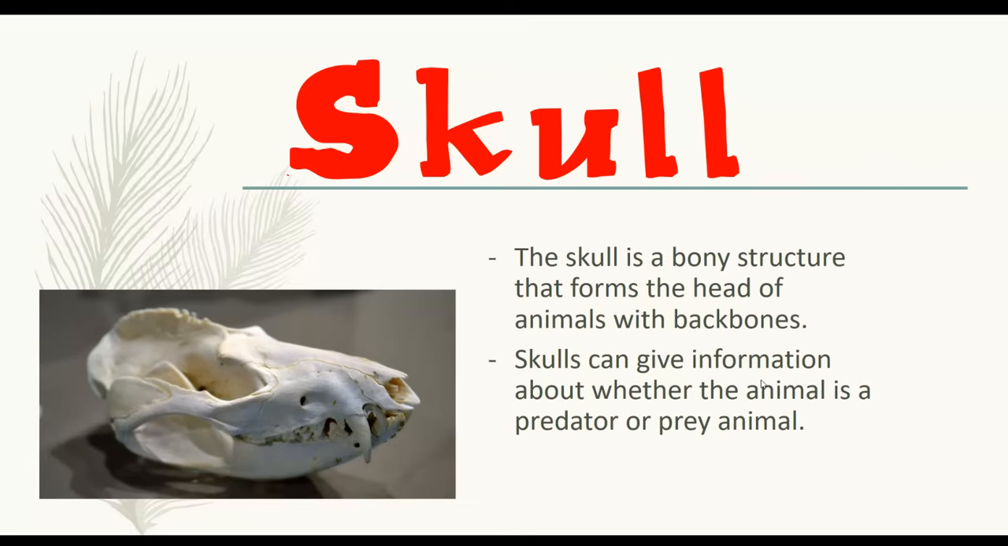Then we have the skull. The skull is a bony structure. Again, this is a body part, which is a structure that forms the head of animals with backbones. The skulls can give information about whether the animal is a predator or a prey. Just by looking at the skull, we can see the eyes were right here.